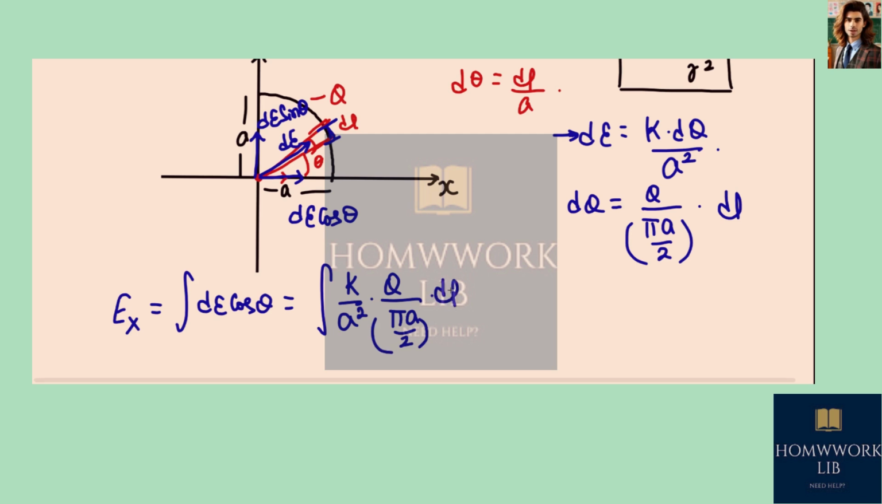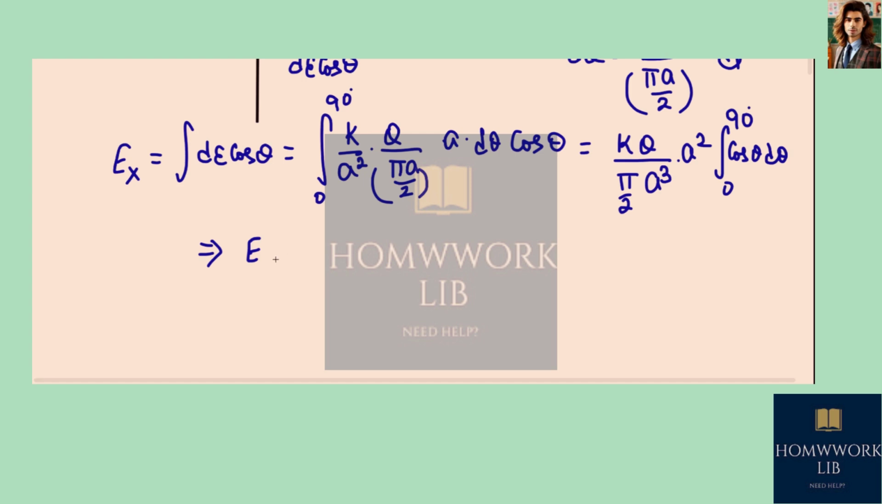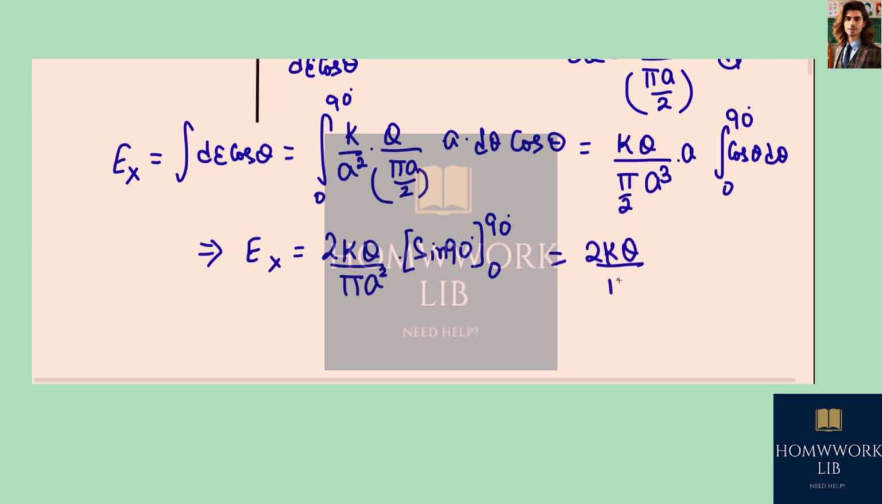And now instead of dl, we can use this expression and write a times d theta, and cos theta will be multiplied here. So this will go from 0 to 90 degree, and all the constants will come out of this integral. So that will be kq by pi by 2 a cube into a integral of cos theta d theta from 0 to 90 degree. So on simplification, we see that the electric field along x direction comes out to be 2kq by pi a. So here we had only a in the numerator, so a square will remain in the denominator, and integral of cos theta, that's sin theta, is evaluated within the limits, 0 to 90 degree. So that will be 2kq by pi a square. So this is the electric field along x direction.